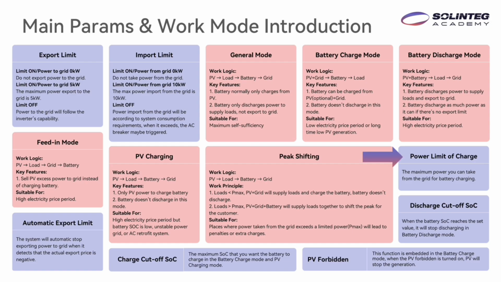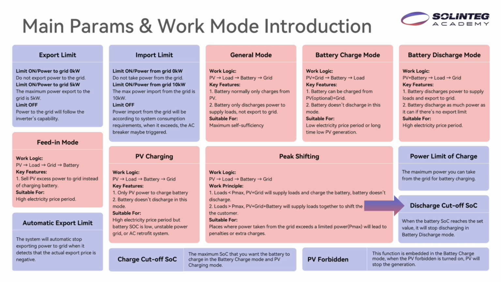And here we can see the power limit of the charge, which means we can decide how fast we charge the battery. If we set a value here, we can control the power we take from the grid to charge the battery. For example, if we want to charge the battery quickly, we can set the value higher, and if we want to charge the battery slowly, we can set the value lower.